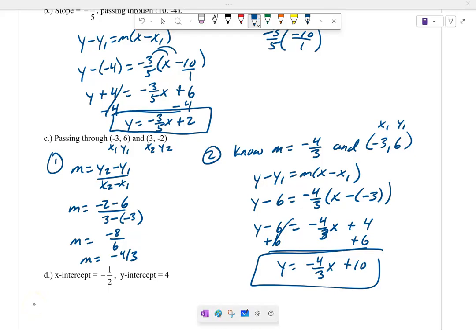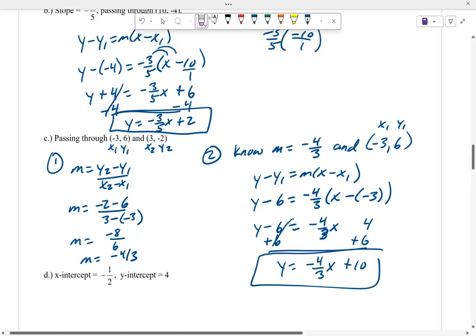Oh, sorry guys, I just realized I made an error. Negative 4/3 times a positive 3 is negative 12/3. I think I said negative 12/3, but I did not write minus 4. So we got negative 4 plus 6 ends up being a positive 2 there on that one. Sorry about that. All right, let's look at our next one.